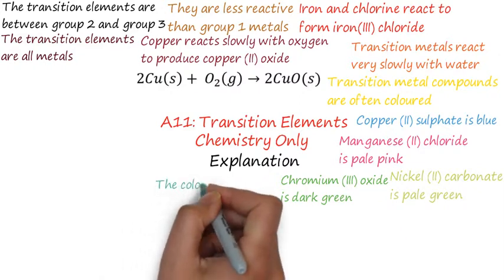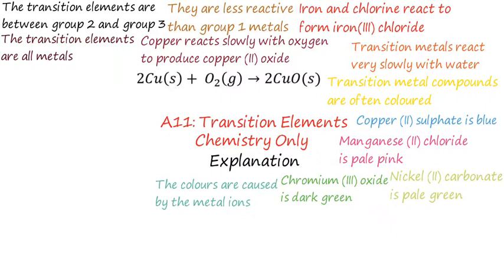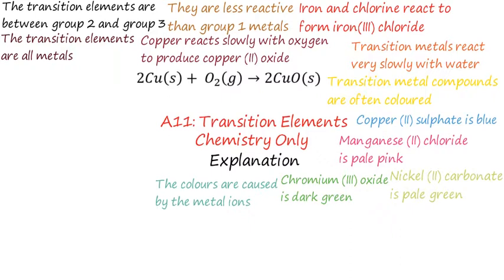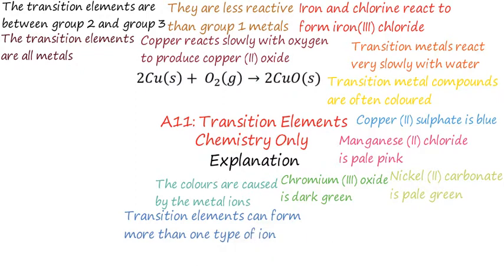We also need to know the ion compounds, but these need a bit of explanation. These colours are caused by metal ions, such as Cu2+ and Mn2+. You may have already noticed that the names of the transition metal compounds often have Roman numerals, such as iron(III) chloride and copper(II) oxide. The reason for this is that the transition elements can form more than one type of ion. This means they can lose different numbers of electrons depending on the reaction occurring.